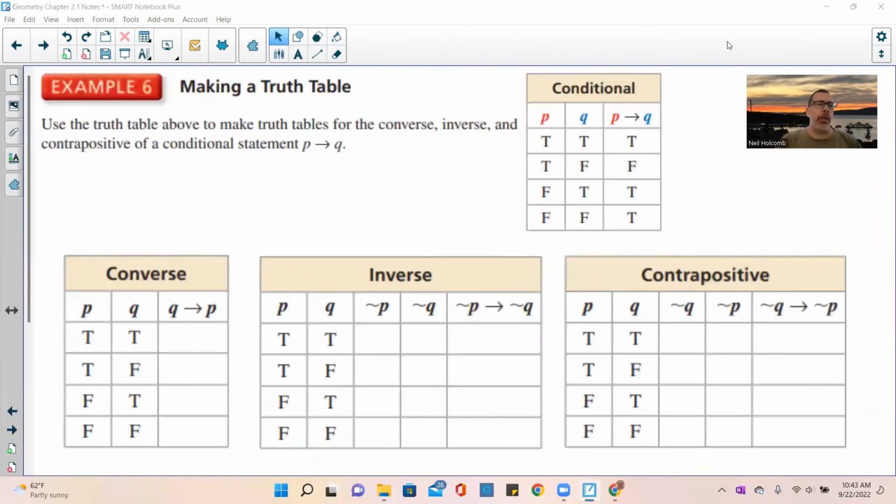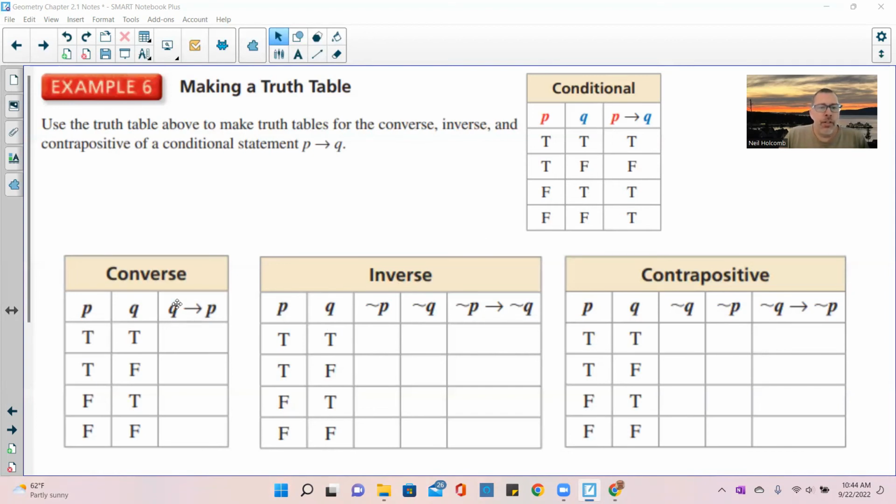Okay, so here's example 6, making a truth table. Use the truth table above to make a truth table for the converse, inverse, and contrapositive of a conditional statement P implies Q. So here's the table from before: true true, true false, false true, false false. That's what you always start with in every table. P and Q don't ever change, so we use those truth values in each table. Then P implies Q is true, false, true, true. The only time it's false is when you have a true, then false statement.